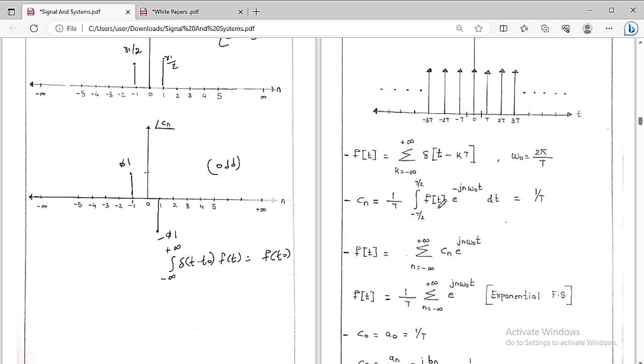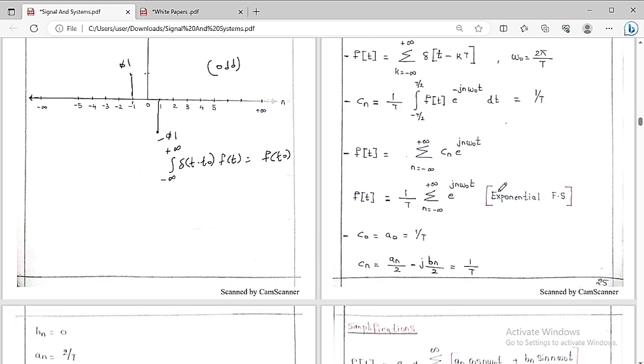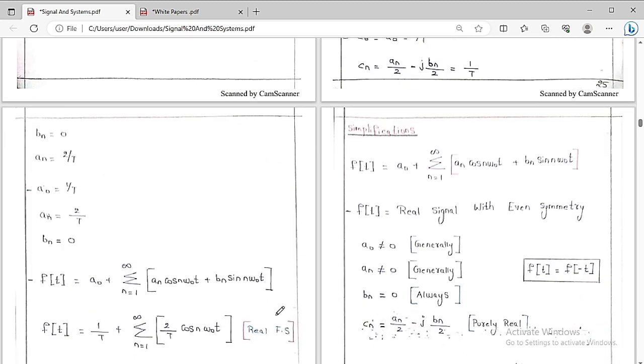Initially we have to know the value of Cn, and the Cn value we got is 1 by t. Cn, as n varies from minus infinity to plus infinity, is always equal to 1 by t only. From this we can get the values of A naught, an and bn. We substituted these values in the standard trigonometric Fourier series expression, and so we got the trigonometric Fourier series expression. Finally, at the end of this example, for a given signal, we have obtained the exponential Fourier series and also the expression for the trigonometric Fourier series. These things you always have to keep in mind.